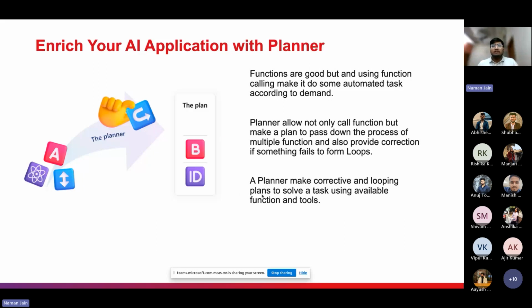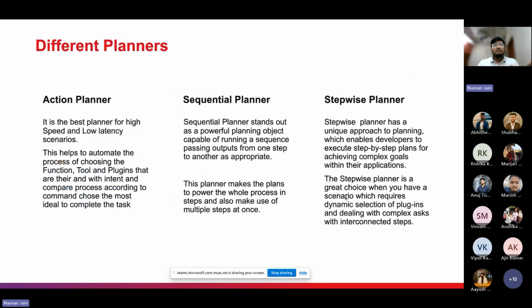There could be multiple loops as well, in the case of the stepwise or the Handlebars planner for that matter. So currently, there are majorly three planners that are in the production stage, or you may say the 1.0 version, not in the beta stage. That is the action planner, the sequential planner, and the stepwise planner. Let's go into a little bit of detail to explain all of them.